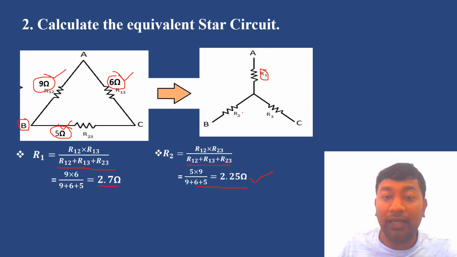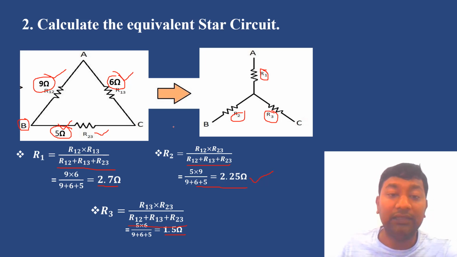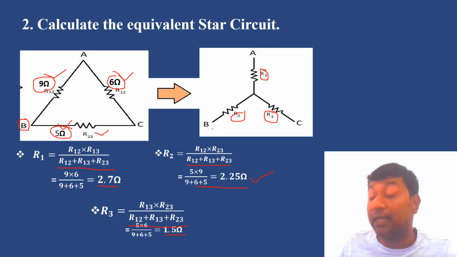Clear? Now we move to the last one, that is R3. R3 is R13 into R23. R13 is 6 ohm and R23 is 5 ohm. So 6 into 5 divided by 6 plus 5 plus 9, the total resistance, which is 9 plus 6 plus 5. The answer is 1.5 ohm. So this is the way we calculate the equivalent star circuit from the delta circuit. Thank you everyone.